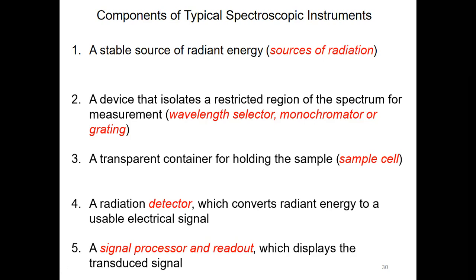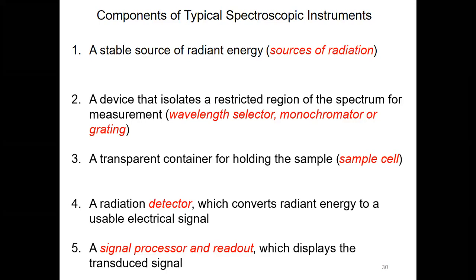When the detector detects any changes in the signal, there should be a way for us to identify it. So the signal processor or readout device will display the transduced signal. In most cases, this readout device is a computer. Nowadays computers are the main readout devices. So there should be a readout device. These are the 5 major components available in any spectroscopic instrument.